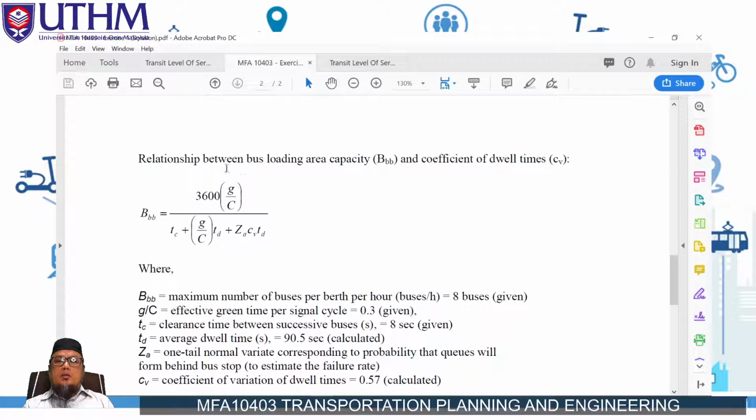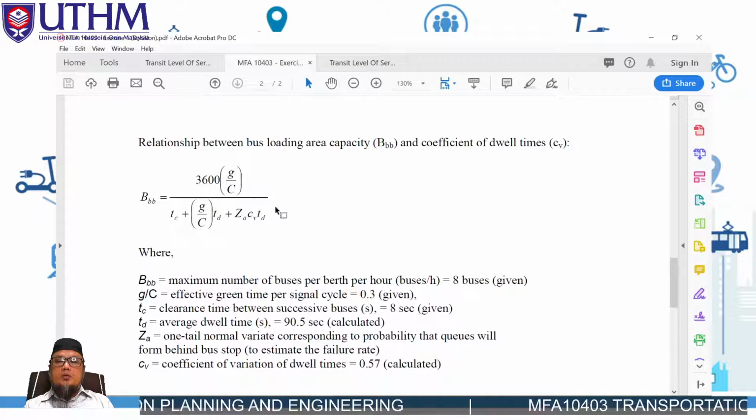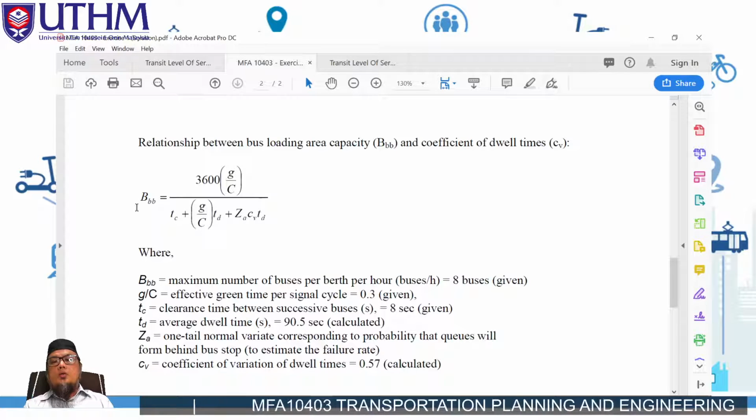Okay, the relationship between bus loading area capacity, which is BBB, considering bus and coefficient of dwell time, which is CV. We have this particular formula. I have attached the exhibit to refer to this formula and also the several charts or tables. Okay, bus loading area capacity. So we have this formula.